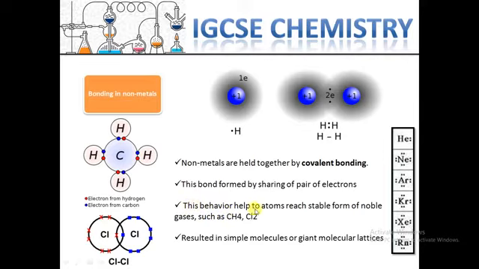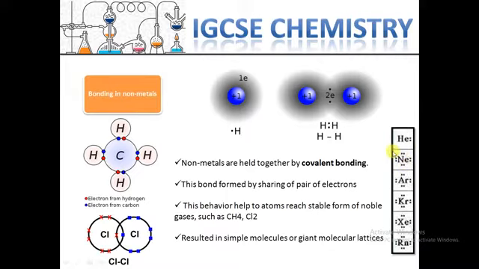This behavior helps atoms reach a stable form like the noble gases. For example, why does the carbon in the middle want to share 4 electrons? Because the carbon is situated in the second period of the periodic table, and the 4 electrons in the outer shell are not enough to reach neon, the second noble gas.